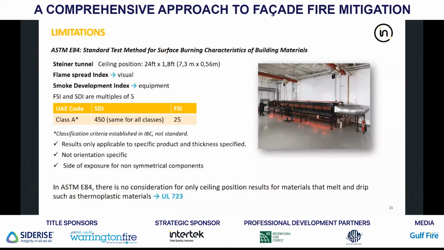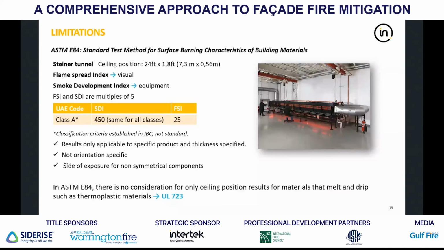Now I already explained what it is, it's a standard tunnel, you have a ceiling position, and you are evaluating the surface burning characteristics of building materials. So you have two parameters, the flame spread index and the smoke development index. You'll find that they're always multiples of 5, that's not by chance. It's part of the standard, you round it up to 5, so you will always see that.